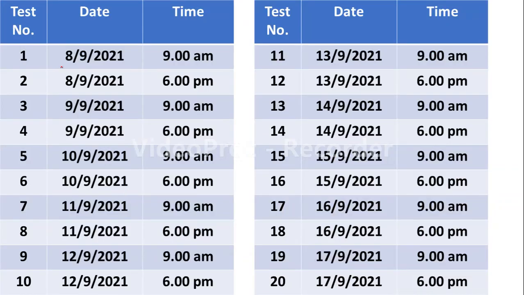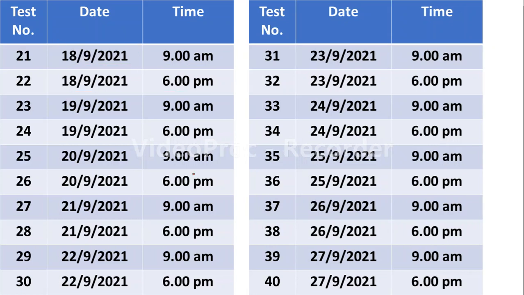And here you can see the schedule of the test. We are going to start our test on 8 September 2021. Daily you will have 2 tests, one in the morning at 9 a.m. and the other in the evening at 6 p.m. So daily you will have 2 tests from 8 September 2021.